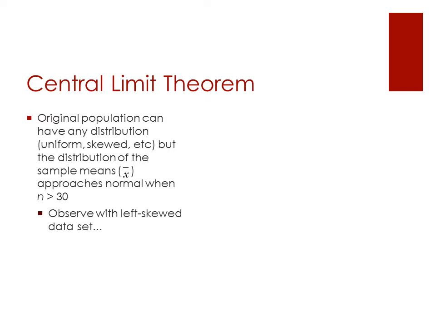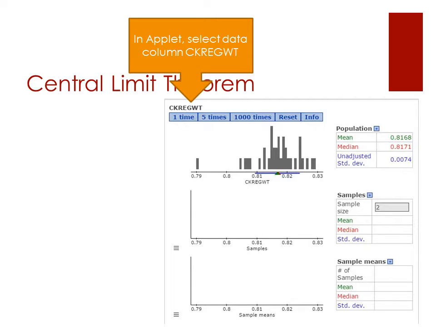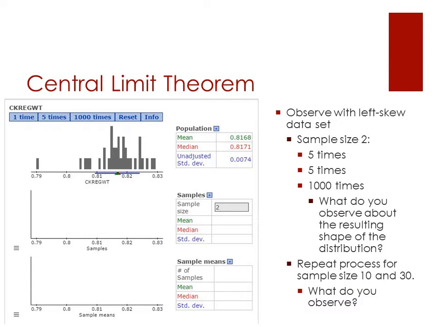So we're going to observe this now with a left skewed data set. So go through, set up the same thing with the applets, but you're going to want to select the data column. This is going to be Coke regular weight. So this is the weight for a regular can of Coke. Okay? And again, we see the same setup over here on the right for our population mean, median, and standard deviation.